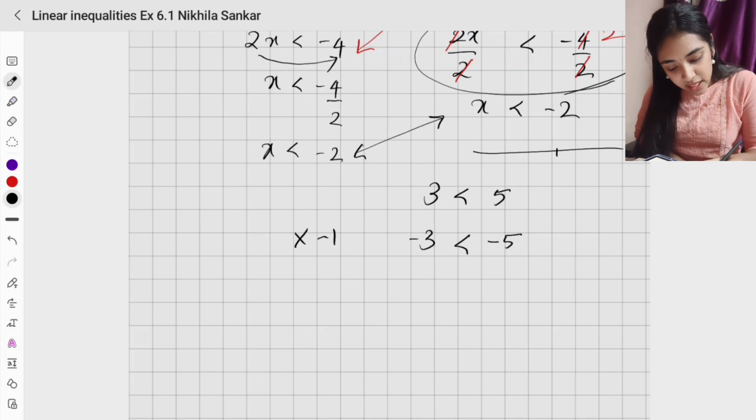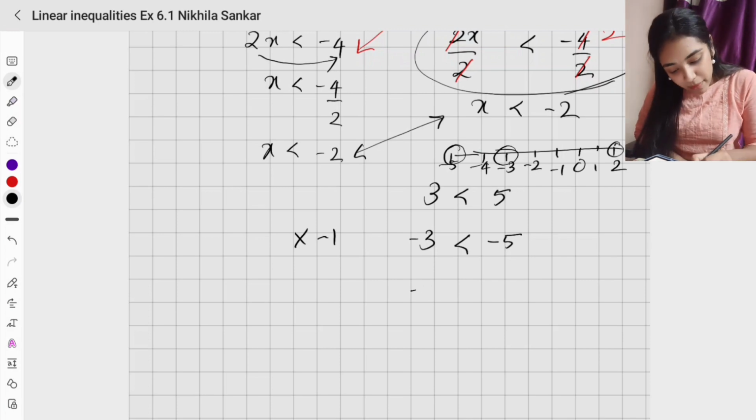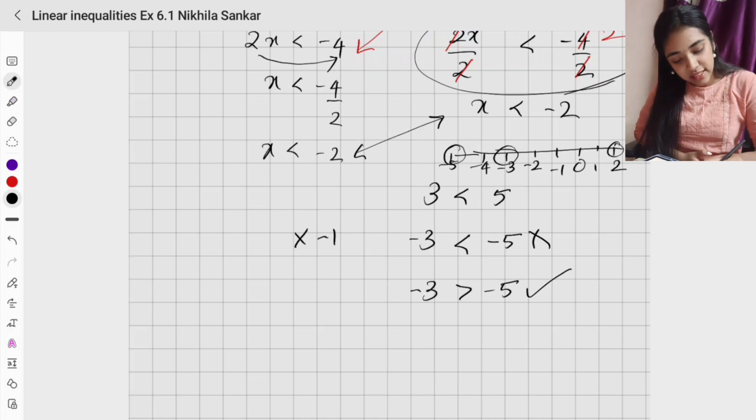In your number line, minus 1 is here, minus 2, minus 3, minus 4, minus 5, 0, 1, 2. 2 is greater than 1. So where is minus 5? Minus 5 is less than minus 3. Do you see that? Minus 3 is greater than minus 5. This is correct, this is wrong. So what do you have to do? Whenever you are multiplying or dividing by negative numbers, you have to reverse your inequality.